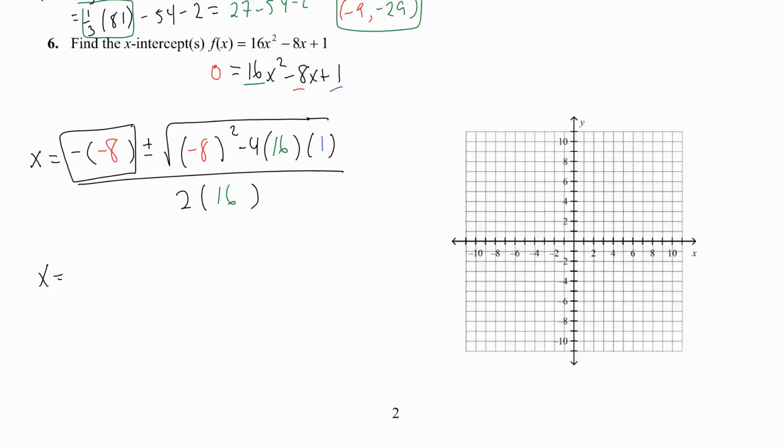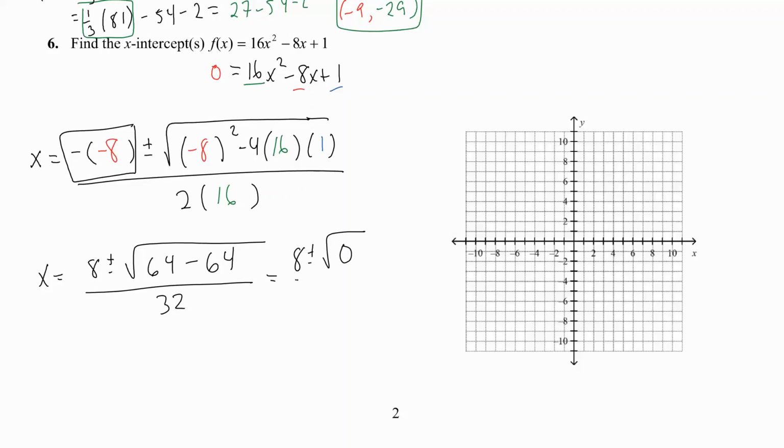So this first one, negative times negative 8 is 8, plus or minus. Negative 8 squared is positive 64. And then 4 times 16 times 1 is 64. Divided by 32. All right, and then we simplify inside the square root some more. 64 minus 64 is 0, all over 32. Okay, and then we take the square root of 0. Square root of 0 is 0. So you could write 8 plus or minus 0 over 32 and separate them, but there's no need to separate those. Adding 0 and subtracting 0 doesn't change the value of that problem, so we'll just say it's 8 over 32. And then we can go ahead and simplify that, and that is 1/4. So there's only one x-intercept.